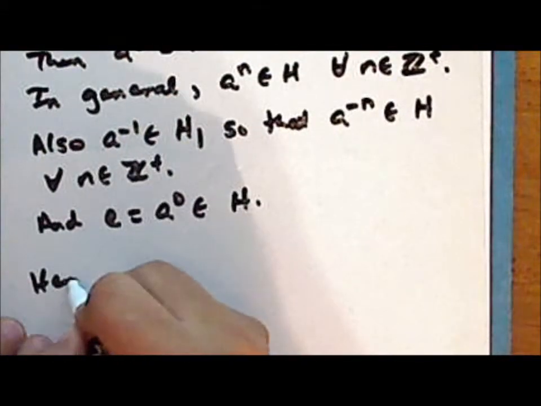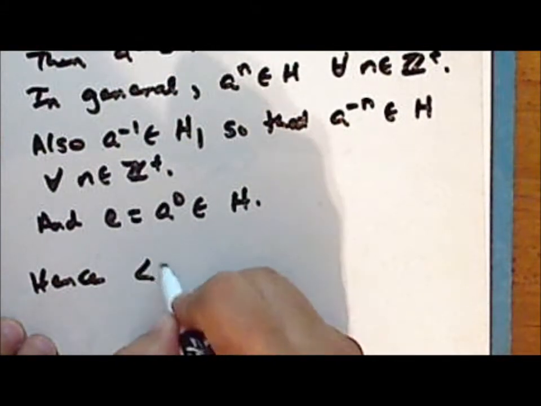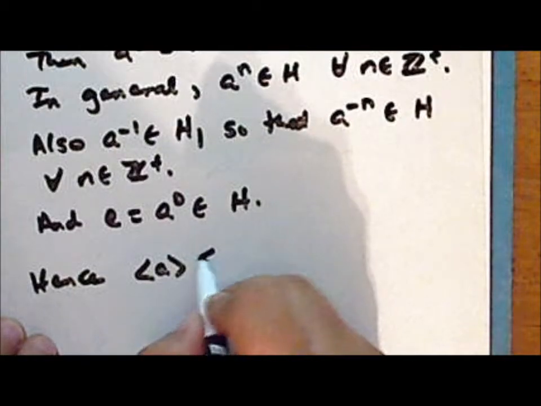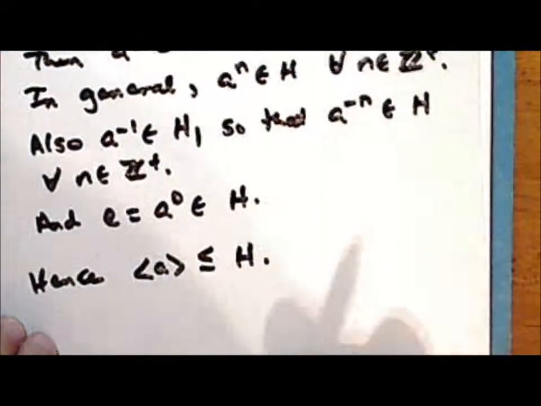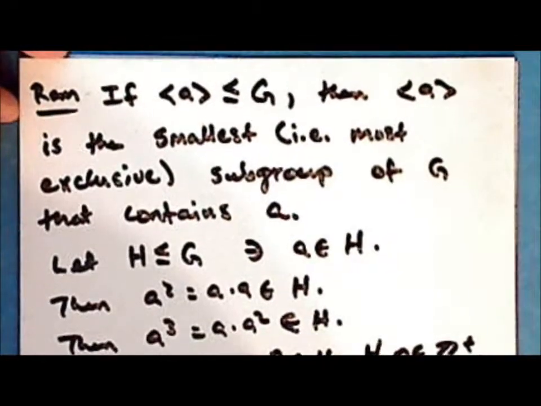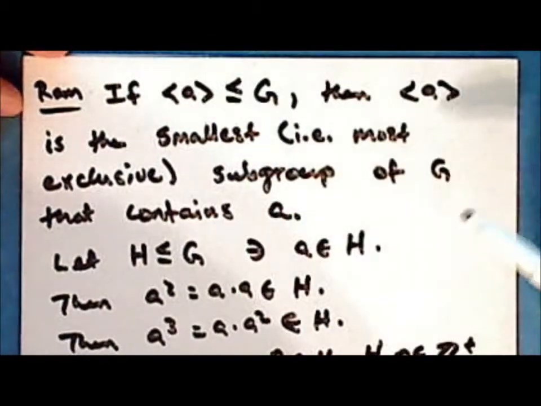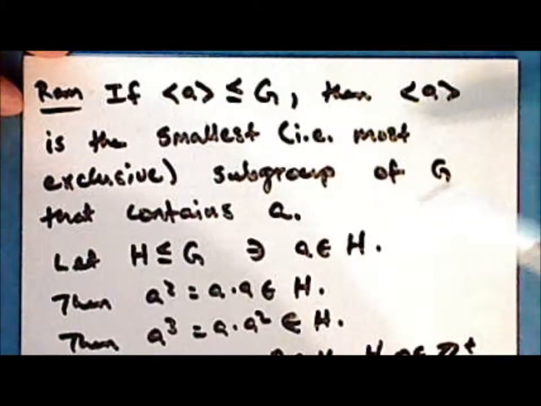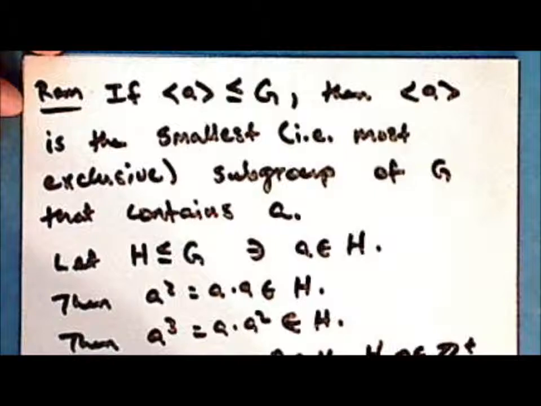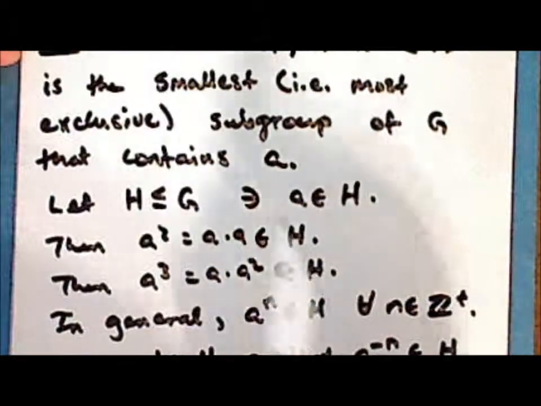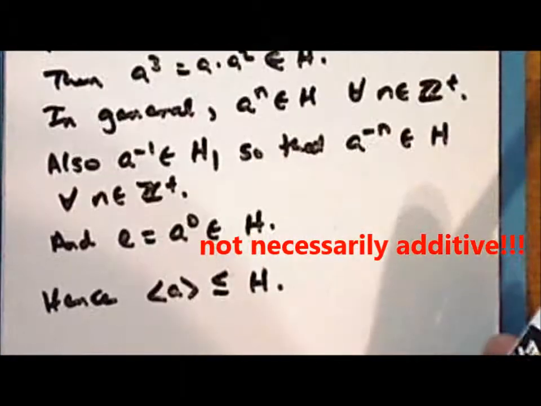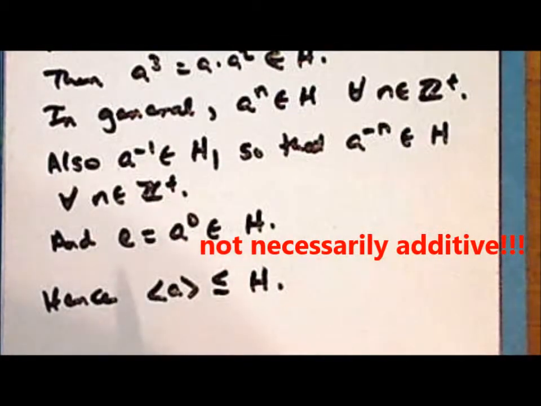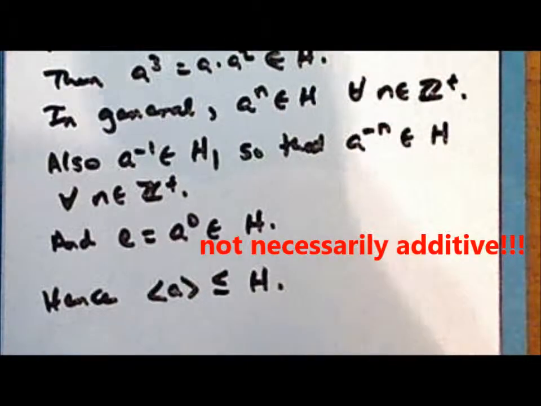And hence, the cyclic group generated by A is a subgroup of H. So the cyclic subgroup of G generated by A is the smallest, that is most exclusive subgroup of G that contains A, and this means that any subgroup of G that contains A must contain the subgroup generated by A. Okay, so we'll end here for today.